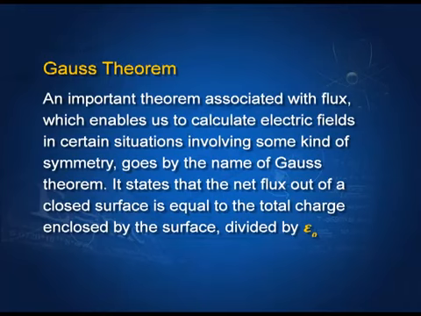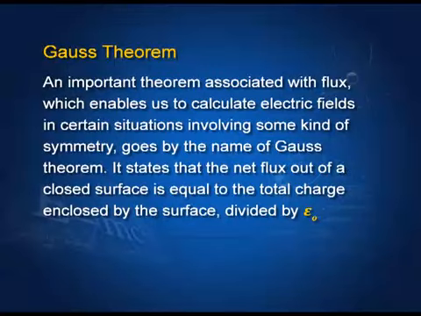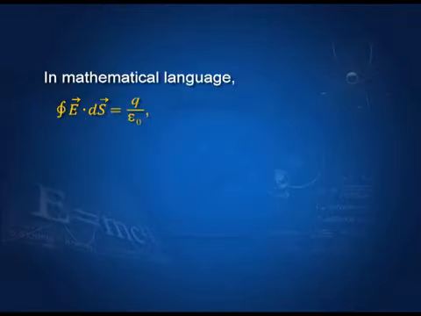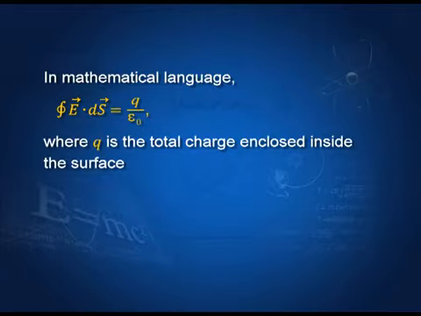The Gauss theorem states that the net flux out of a closed surface is equal to the total charge enclosed by the surface divided by epsilon 0, the permittivity of vacuum. In mathematical language, remember the flux is E dot ds carried out over the whole surface, and that is equal to q by epsilon 0, where q is the total charge enclosed inside the surface. Remember the word inside the surface. We are concerned only with those charges which are inside the surface.